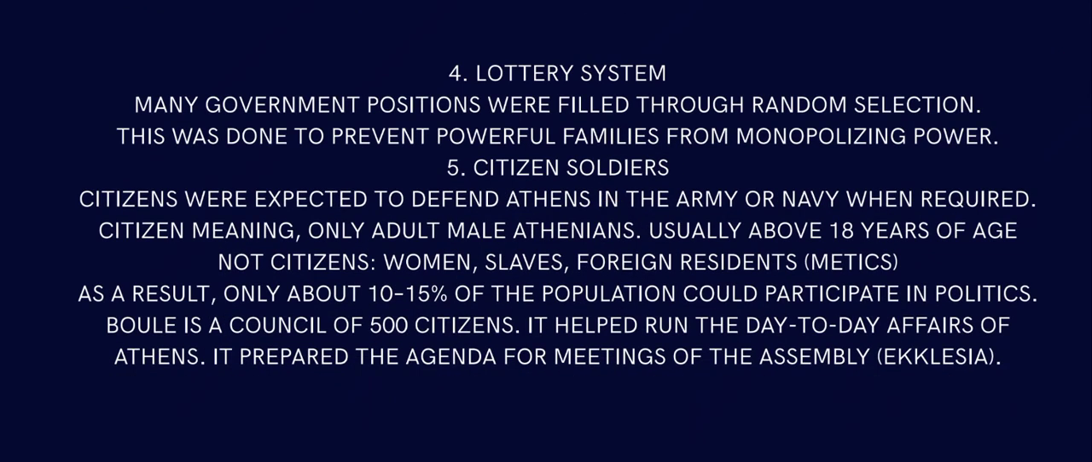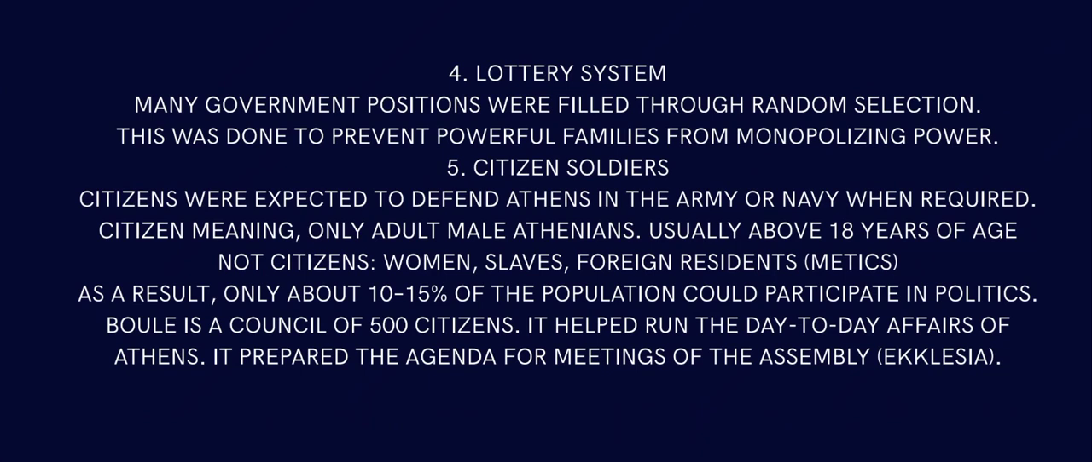How does the lottery system work? So many government positions were filled through random selection. This was done to prevent powerful families from monopolizing power. If it is a democracy, then all people have the power. Anybody, even a peasant, a farmer, can hold the position of a higher office. They don't want the monopolizing of powerful families, so they do the random selection. So that is the lottery system. But then again, even in India, the person of power always subdues all that.